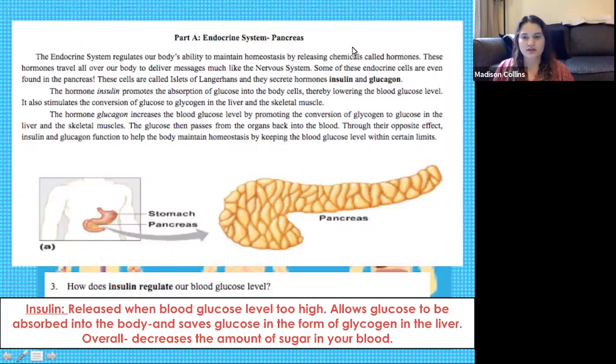So this word glycogen, it looks pretty similar to glucagon, but they're actually different. When we're talking about glycogen, we're talking about the stored version of glucose, where when your body has had enough, it's going to store that glucose in the form of glycogen so your body can use it later. But overall, the function of insulin is to decrease the amount of sugar in your blood.